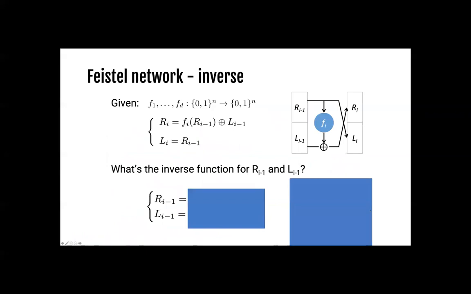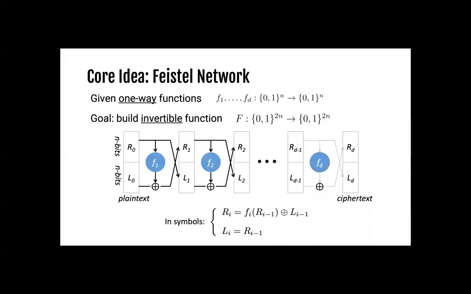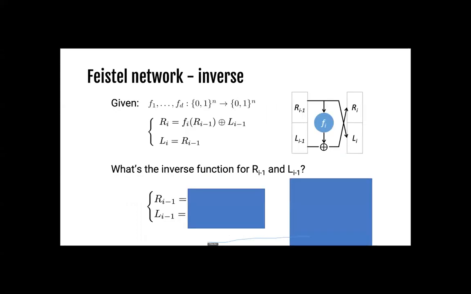So the question for you is, suppose that we already have this network. And suppose that, given this one-way function, we define Ri and Li as follows: Ri is equal to Fi of Ri minus 1 XOR Li minus 1. This is the same as what we show here, right? This equation is the same as this. I just copy-pasted this again, okay?